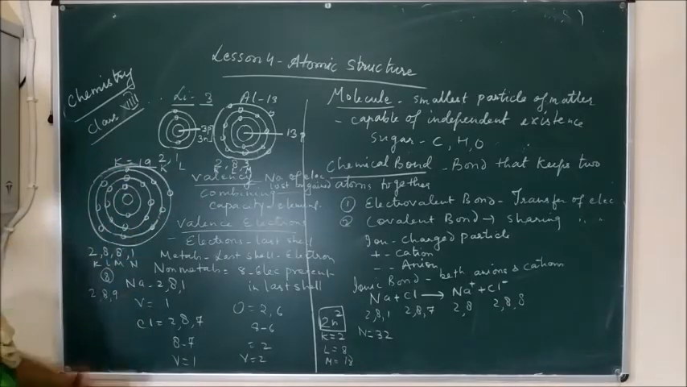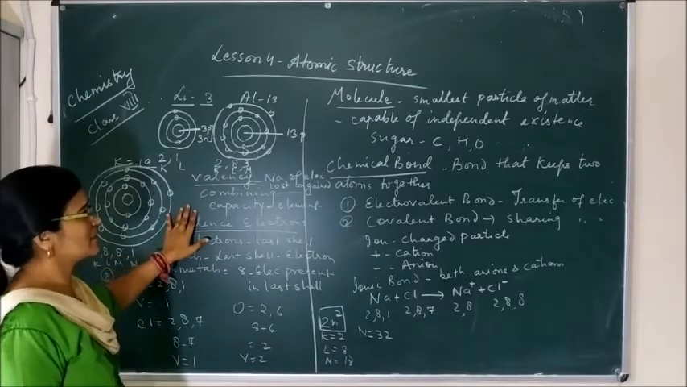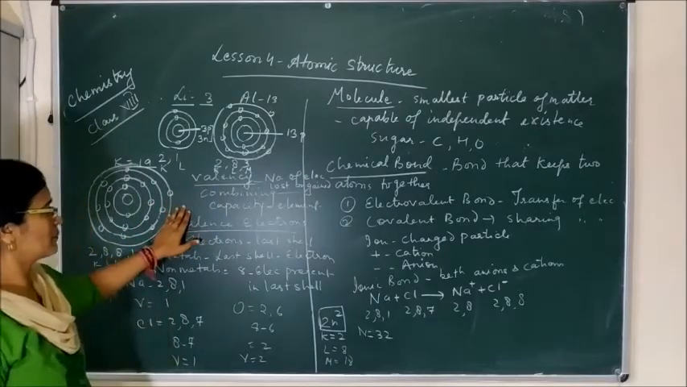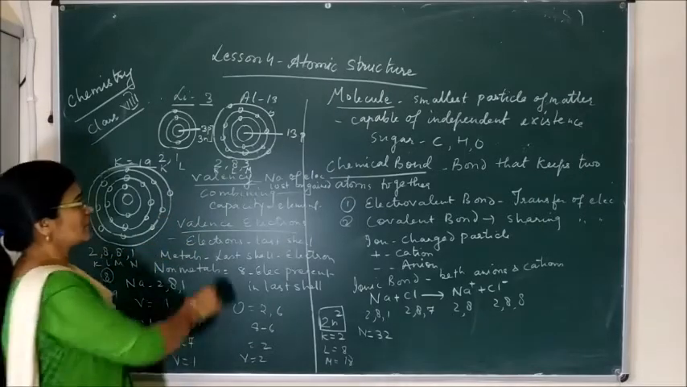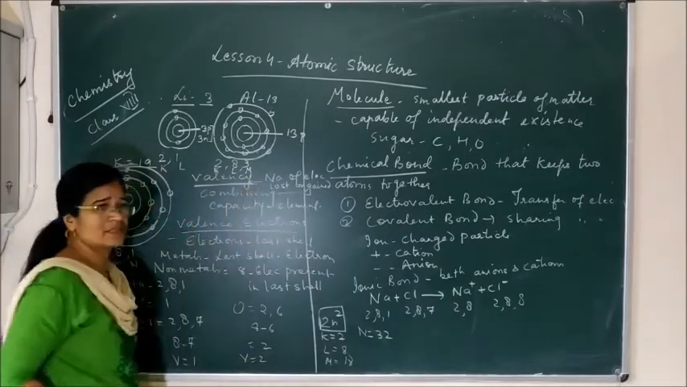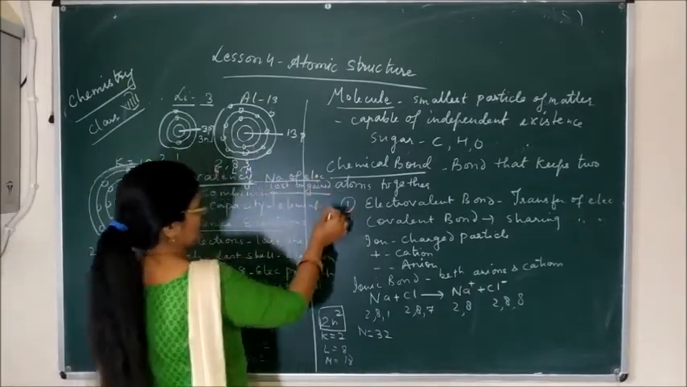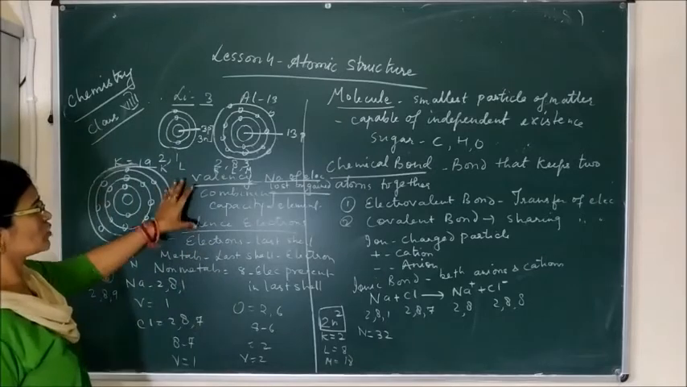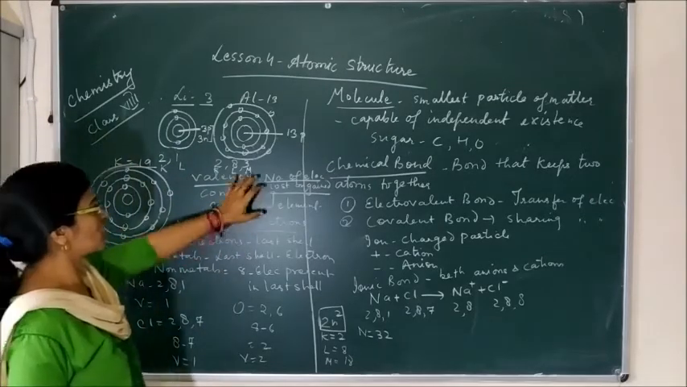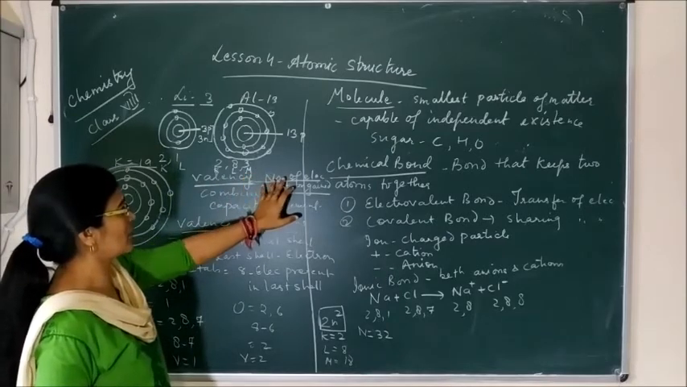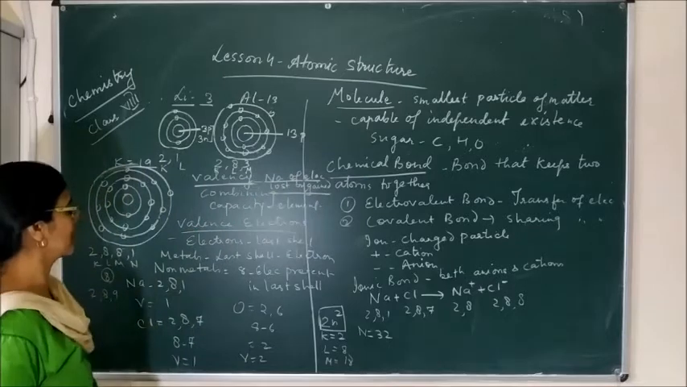In the same way we can draw the structure of different atoms of different elements according to their atomic number and the arrangement of electrons in different shells. Now we come to valency. What is valency? Valency means the number of electrons lost or gained, or it can also be defined as the combining capacity of an element. I will explain how the valency can be derived from the number of electrons lost or gained.